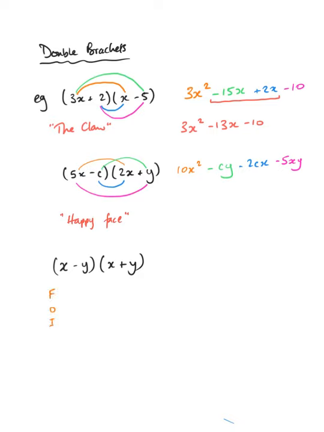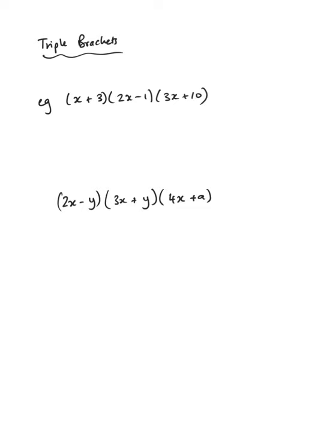The last way of thinking about this is the FOIL rule. So I'm going to do first times first, that's going to give me x squared. Then I'm going to do outer times outer, so plus xy. Then inner times inner, so minus yx. And then last times last, so that's going to give me minus y squared. And this time I can simplify because of course xy is the same as yx, so plus xy minus xy is nothing. This one just gives me x squared minus y squared, which is an example of something called the difference of two squares.